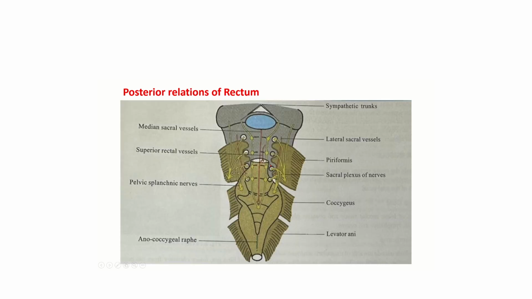You can see here, these are the sympathetic trunks. This is the superior rectal vessel, this is the median sacral vessel. Here you can see the piriformis muscle, here you can see the coccygeus muscle, here you can see the levator ani muscle, here you can see the ganglion impar. You can see the lateral sacral vessels. You can see the sacral plexus of nerves, and you can see the pelvic splanchnic nerves. These are all the posterior relations, and you can see the sacral vertebrae behind.